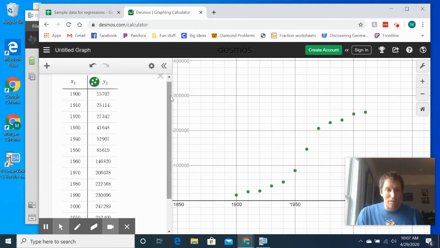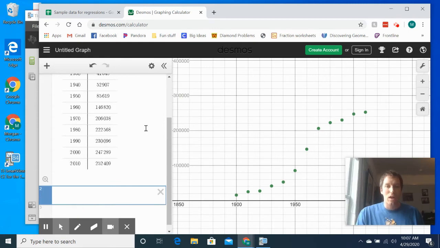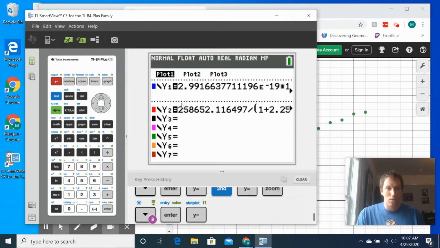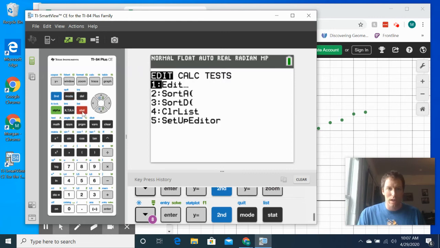But I don't yet have the logistic regression. So I'm going to go down here to my second window. Now, Desmos will do a linear regression. It will do an exponential regression. It will not really do a logistic regression. It will, but I'm just going to steal it directly from my calculator. So let me go back to my y= screen where I have this regression, or actually if I just go to my home screen, nope, I don't have it anymore. Let's go ahead and run it again.